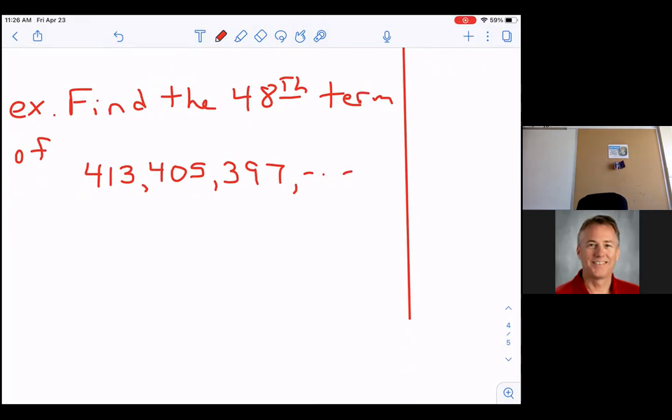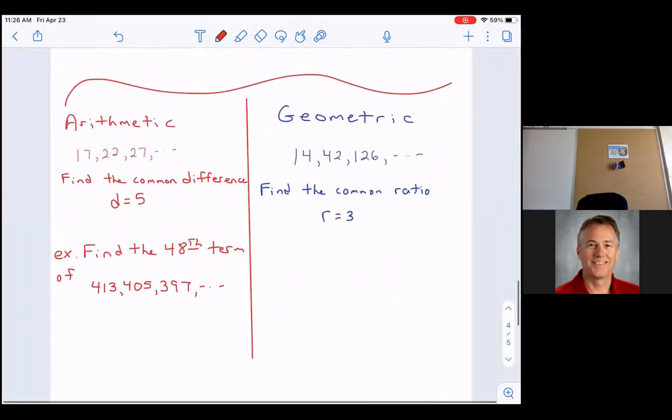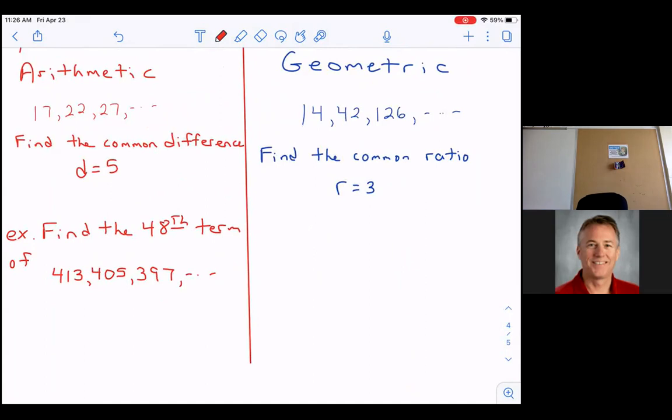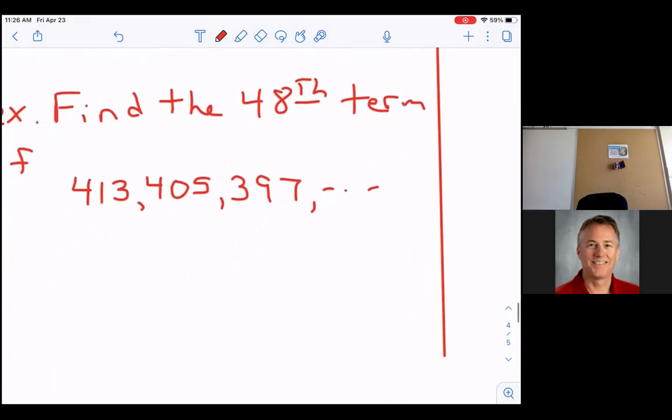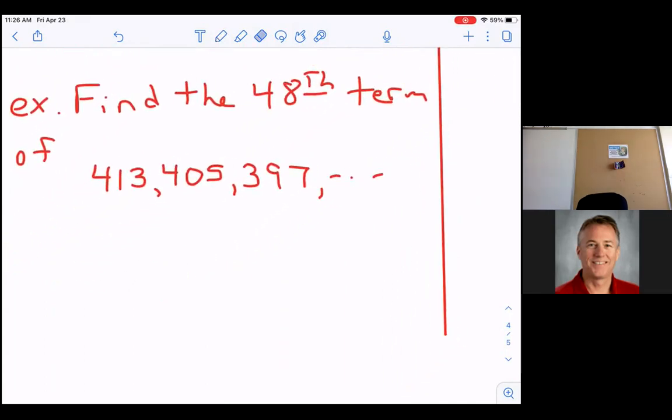All right, so first, we would determine whether it's arithmetic or geometric. It is arithmetic. I already put it on that side, but I know that because I have a common difference. My D value is -8, because 413 minus 8 is 405, and 405 minus 8 is 397. And so I would say that D is equal to -8.